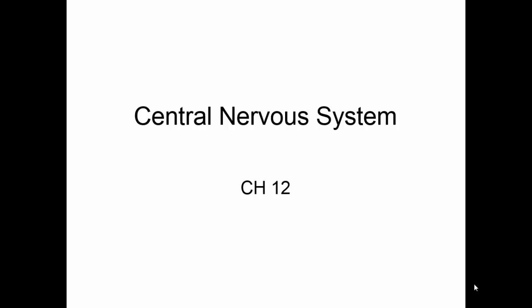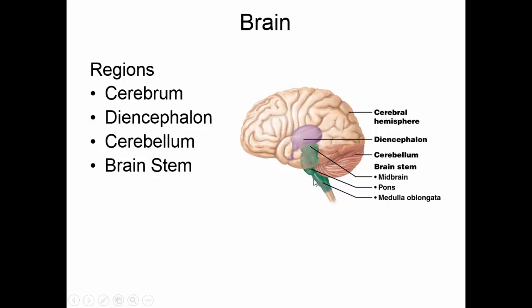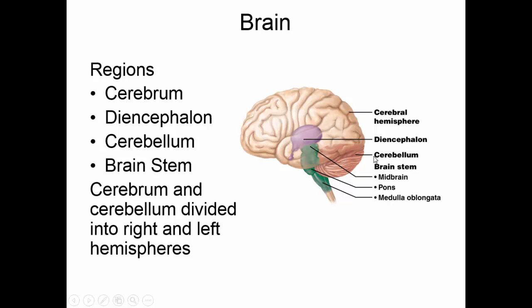The central nervous system is composed of the brain and the spinal cord. The brain has four basic regions. We have the cerebrum, the diencephalon, the cerebellum, and the brainstem. The cerebrum and the cerebellum are divided into right and left hemispheres.